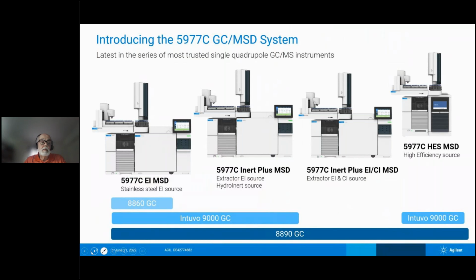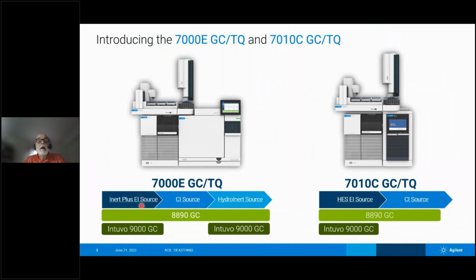And I will go to the triple quadrupoles, where there has been a number of interesting developments. This is the 7000E triple quad, and we have, of course, the inert plus EI source, or what we call the extractor, the CI, of course. But we have a new source called hydroinert, which is available. It's an extractor source designed for use with hydrogen carrier gas.